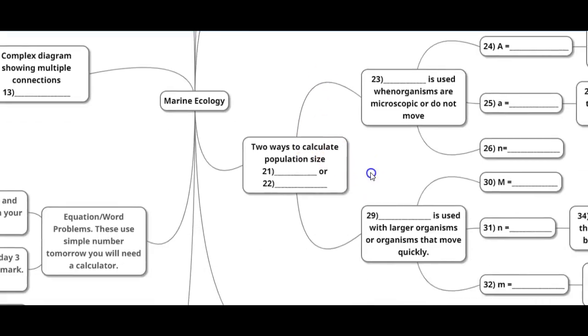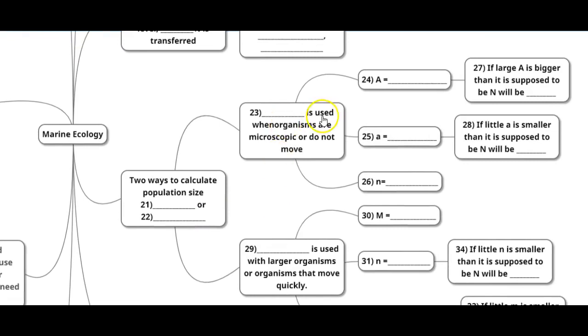All right, moving over to populations. 2 ways you calculate population size: random sampling or mark and recapture. What do you do when an organism is microscopic or they don't move?